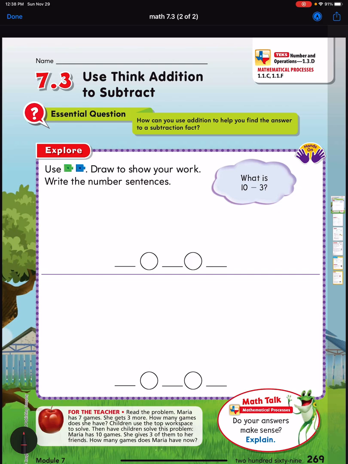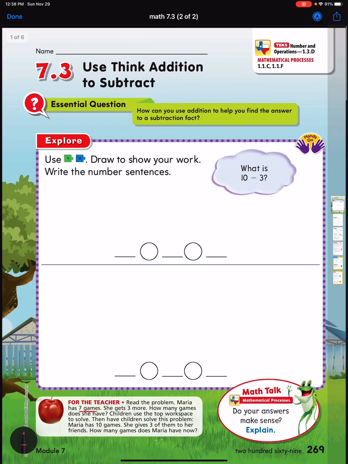Okay, so let's use our top workspace to do this. Maria has 7 games. She gets 3 more. How many games does she have? So I would do her 7 games plus her 3 games equals what? You could use lots of strategies to add this, and this one is asking us to draw a picture, so that's what we're going to do.